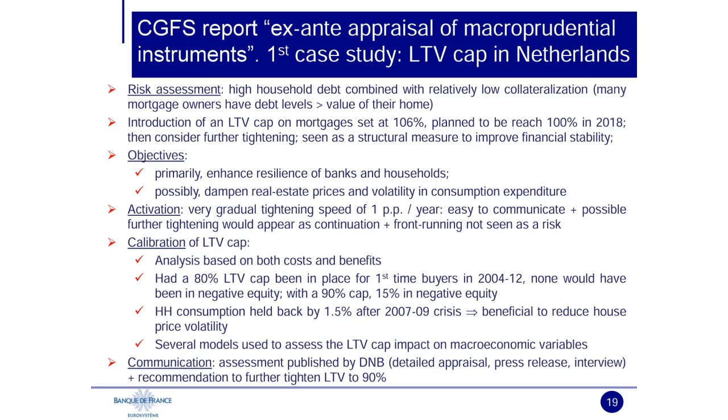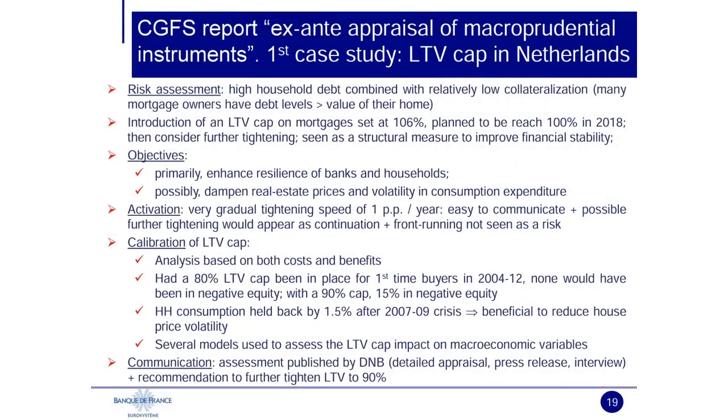In the Netherlands, and I know that there are some Dutch colleagues here in the room, so they may want to complement what I'm going to say, but in a nutshell, they had a risk assessment of a very high household debt combined with relatively low collateralization, in other words, negative equity. Then in 2012, they decided to introduce an LTV cap set at 106%, which was rather high, and decrease it very regularly and very steadily so that it reaches 100% in 2018, so next year. And the primary objective was to enhance the resilience of households and lenders, so banks and households. So there was a very gradual tightening, 1 percentage point per year.